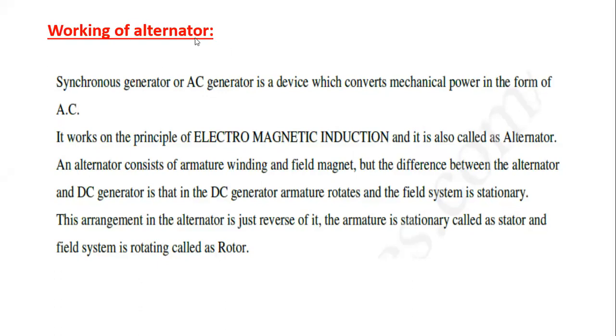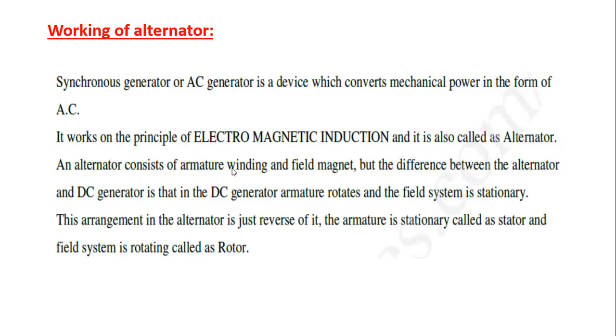The working principle of an alternator is the same as that of a DC generator. What is the working principle of a DC generator? It is Faraday's laws of electromagnetic induction. What is Faraday's law? Whenever a conductor cuts the flux lines, an EMF is induced. On that basis the DC generator operates. Similarly, the same principle applies to the alternator also. It works on the principle of electromagnetic induction.